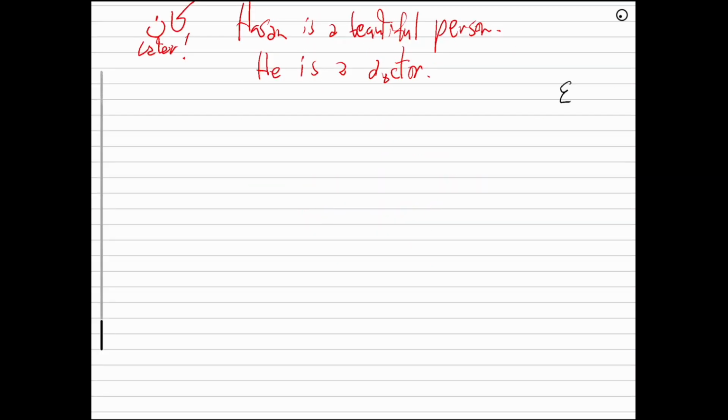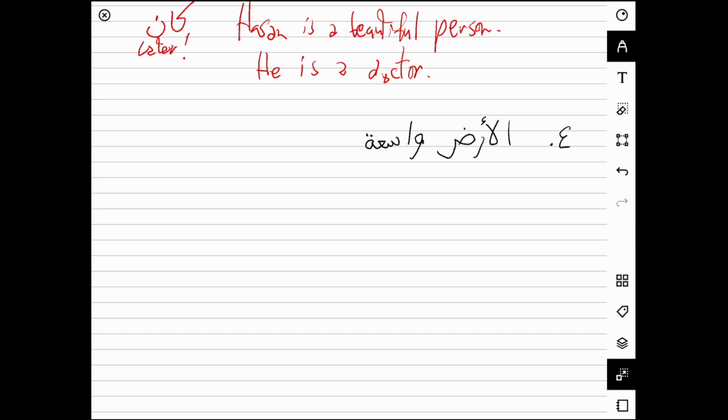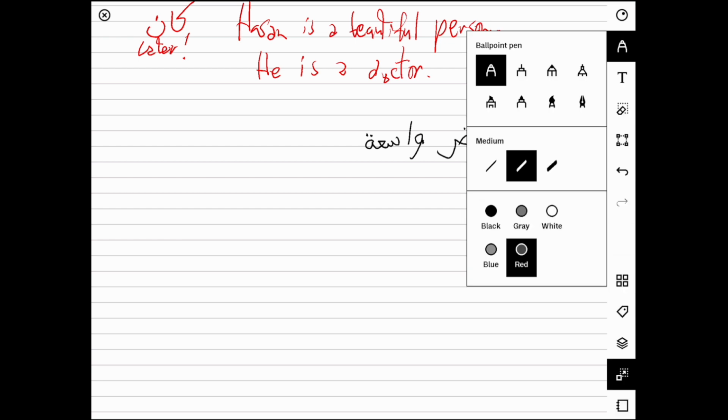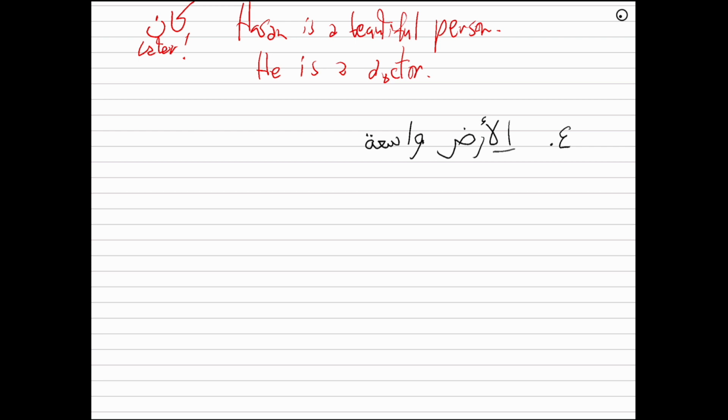A rather simple one. We're going to finish off this section with at least an easy one. So let's go. Al-ard wasi'a. I'm going to put this alif bigger. Wasi'a. Al-ard wasi'a. So guess what do we see? What do you see already? Definite article. So we're getting this right. We get subject and predicate. Subject, predicate. And then look, guess what? Ard.